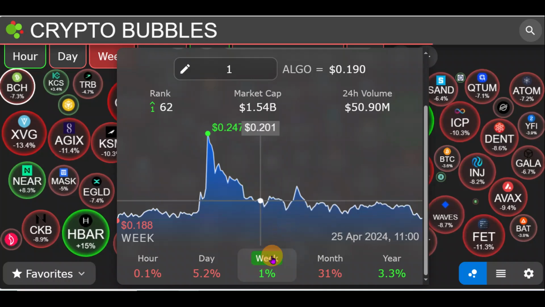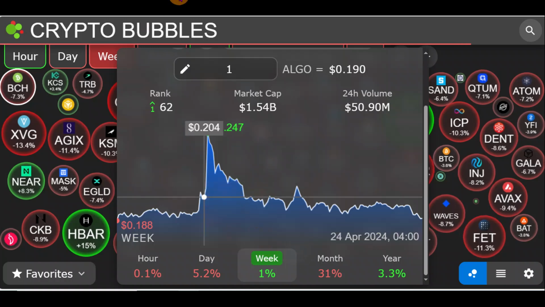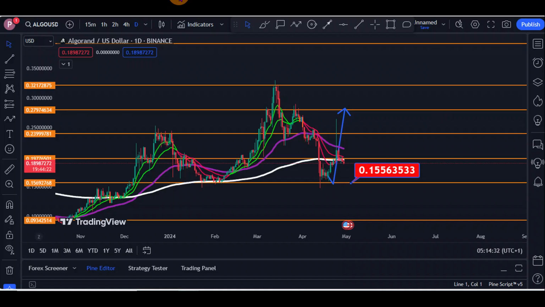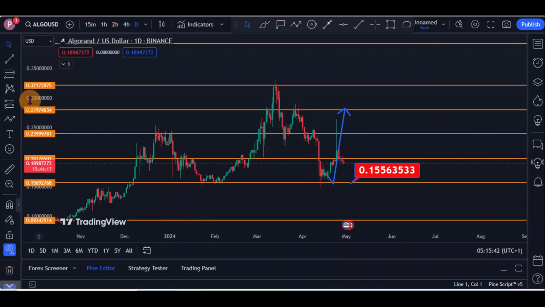So in the last 1 week, Algorand is up about 1%, and without further ado, let us push to the chart, right? So we are on the chart right here for Algorand versus the USD dollars. We are on the daily time frame. Binance is the data.